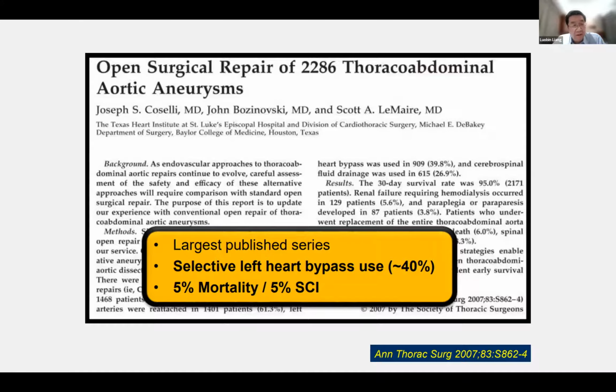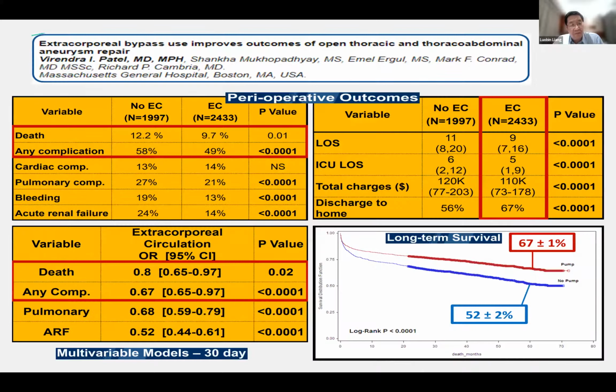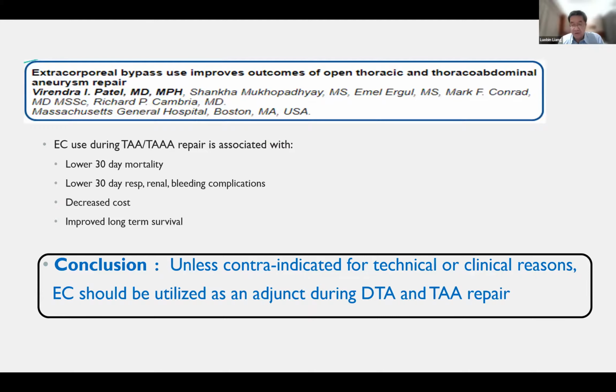Another paper is by Dr. Patel from Columbia. He did a meta-analysis summarizing a lot of patients with thoracoabdominal surgery: almost 2,000 patients who had thoracoabdominal aortic surgery without extracorporeal circulation, and another 2,400 patients with some kind of bypass, some kind of extracorporeal circulation. You can see that by using extracorporeal circulation, you can significantly reduce death rates and complications, including pulmonary and kidney injury. The survival rate is also increased by using extracorporeal circulation.